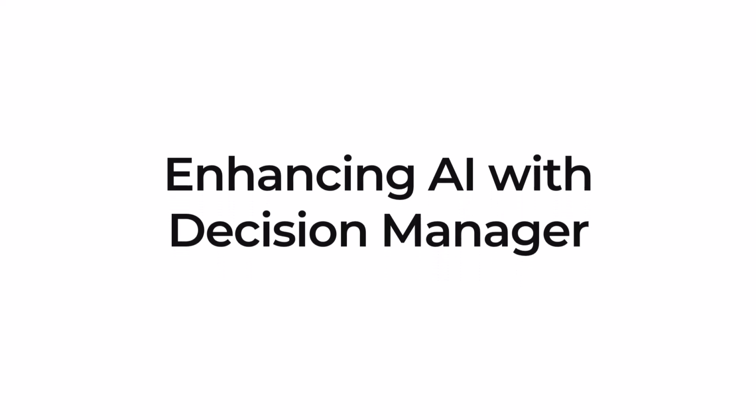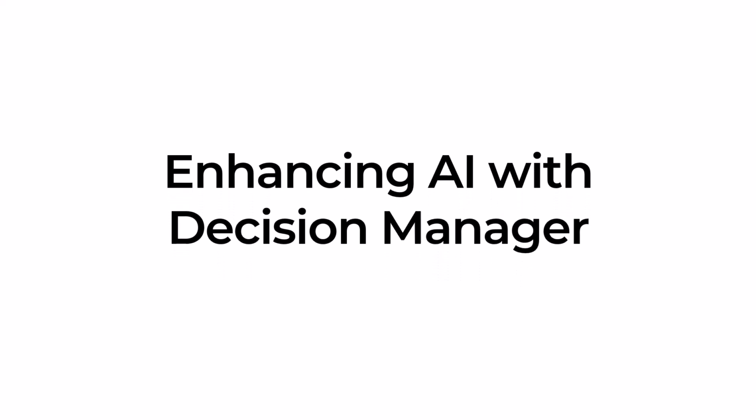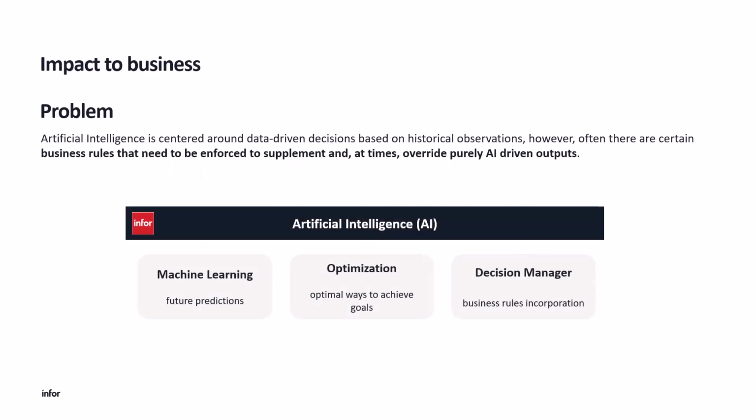Hello and welcome to this overview of Decision Manager, part of Infor's artificial intelligence functionality. Today, we'll explore how this tool enhances AI outputs by incorporating dynamic business rules that help businesses make smarter and more adaptive decisions. In today's fast-changing business environment, AI models are often built on historical data.